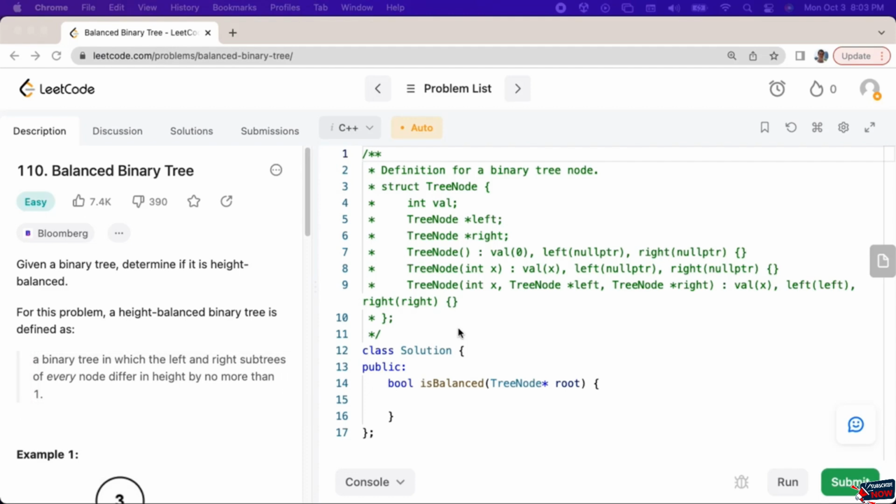We will need to determine the height of the subtrees, and then check that the absolute value of the difference between the right and left subtrees is less than 1. We will also need to make this check recursively on the right and left nodes' subtrees respectively.